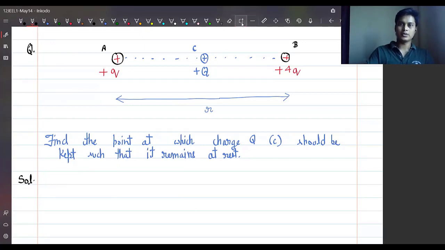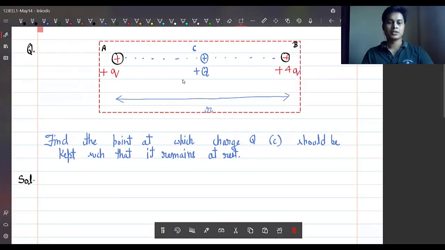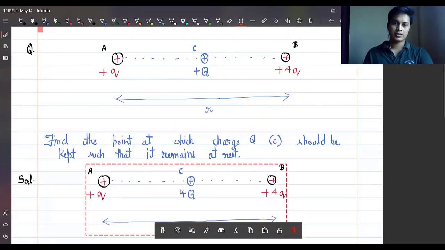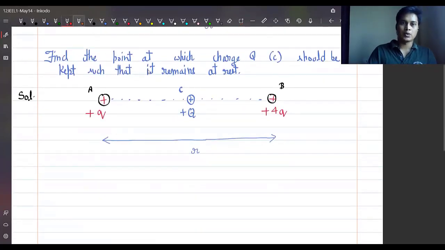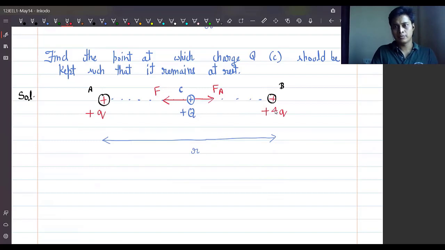So to figure this out, we need to draw the free body diagram. I know that both of the charges will be repelling it. So plus Q will apply force in the left direction. I can write the force, let me call it the force due to A, and 4Q will apply force in the right direction. Plus Q will apply force in the right direction, plus 4Q will apply force in the left direction.